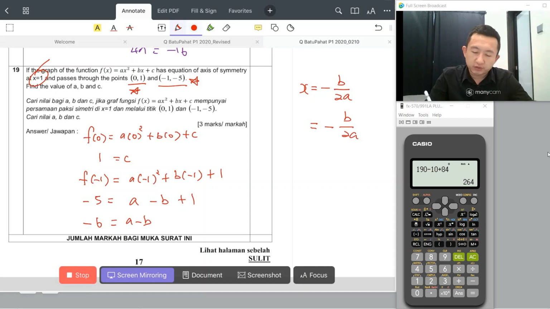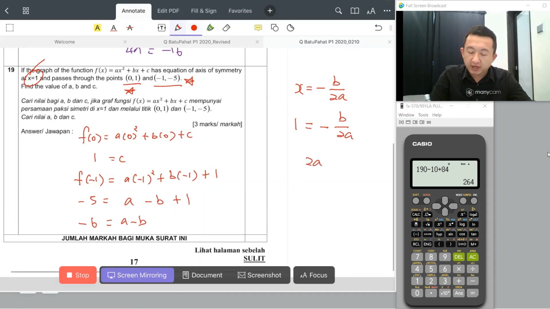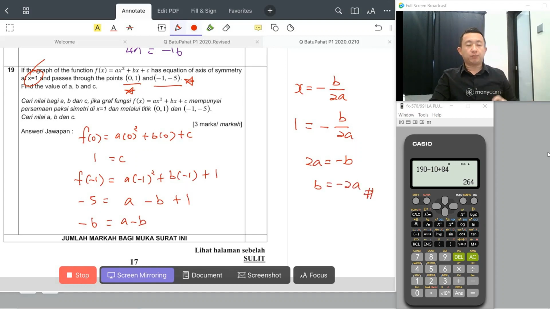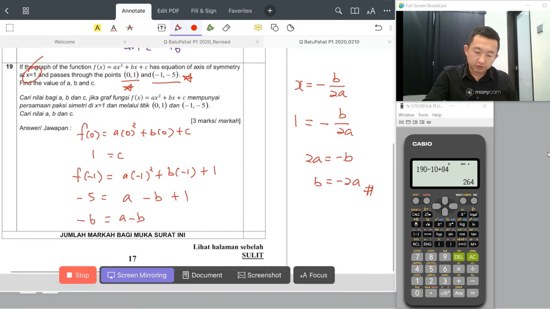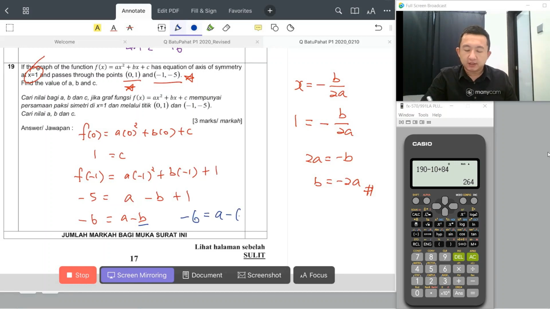But you know that x equals 1, so multiply by 2a. 2a equals negative b. b equals negative 2a. You can substitute b with negative 2a. So negative 6 equals a minus negative 2a. Negative 6 equals a plus 2a. You have 3a equals negative 6.